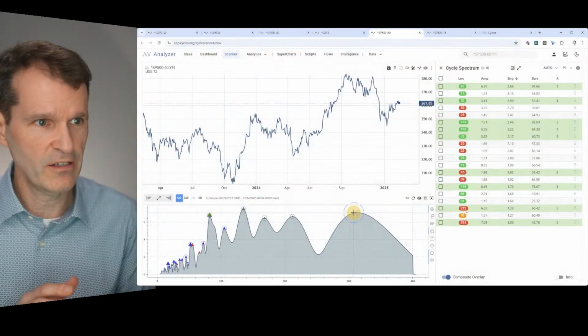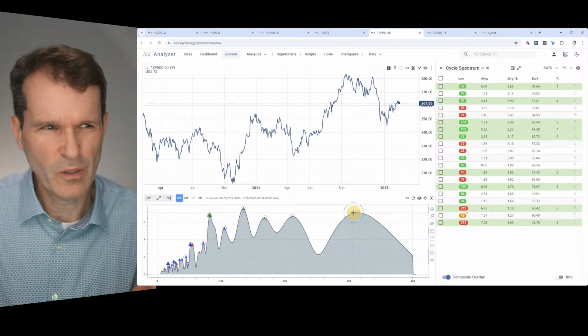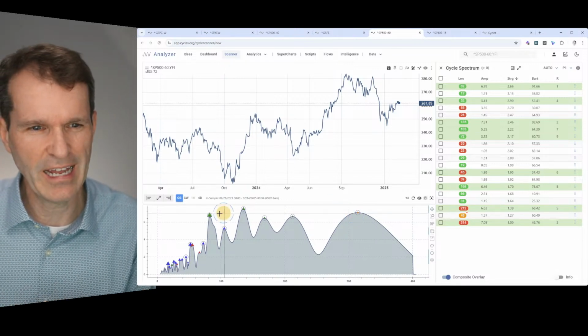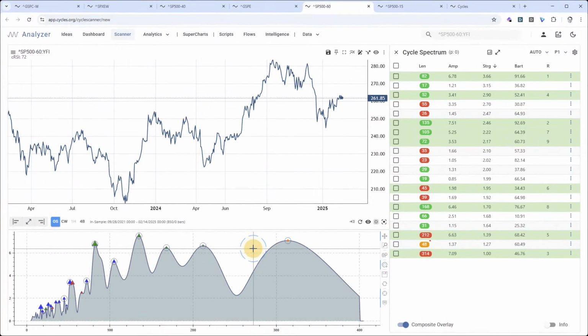Spectrums are not always as easy as we've seen in the S&P 500 energy sector. So here it's quite harder to identify any valuable cycle. Maybe it's even impossible to really derive any valid cycle out of that spectrum here. But let's see if we can find one.